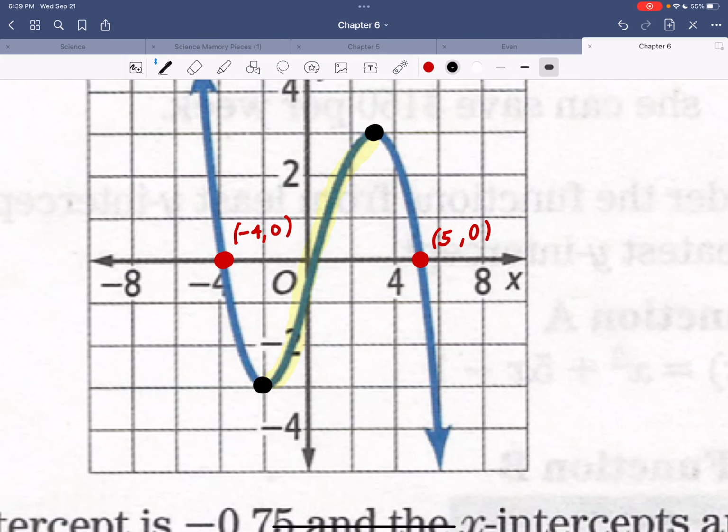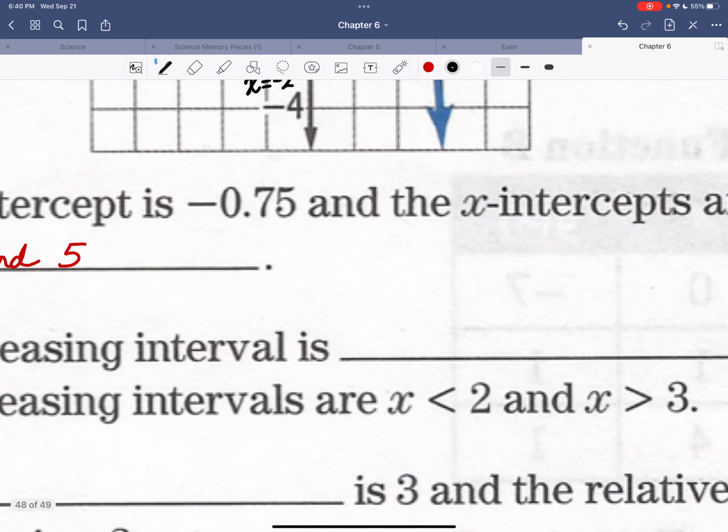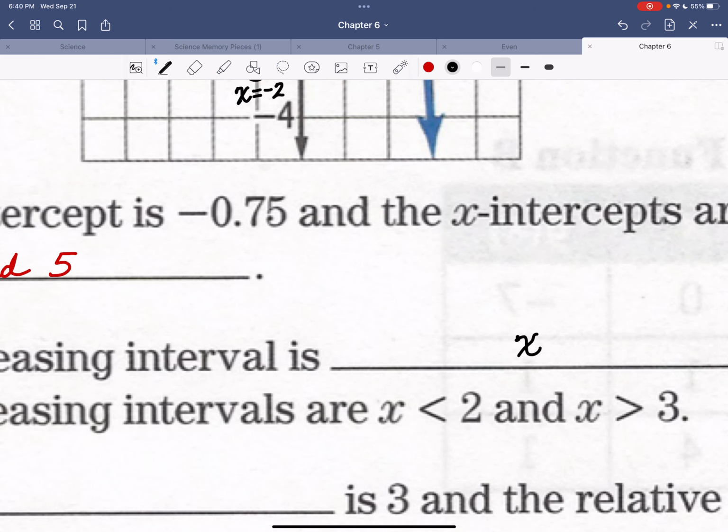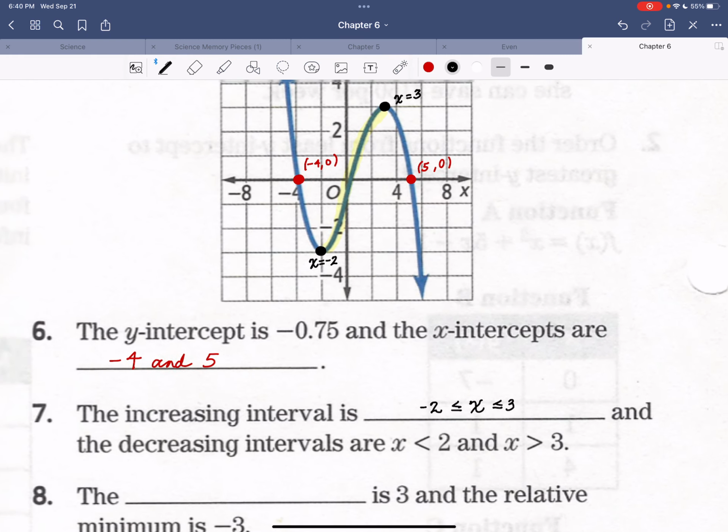Well, this is going to be, remember this is based on the x values. So this is x is -2. And over here we have x is +3. So I'm going to write that interval between those. When x is greater than or equal to -2, or when x is less than or equal to +3. So when x is in that yellow area, you have an increasing interval.